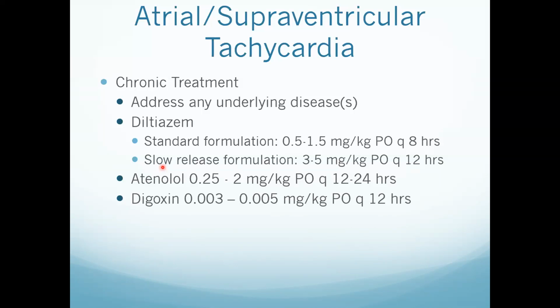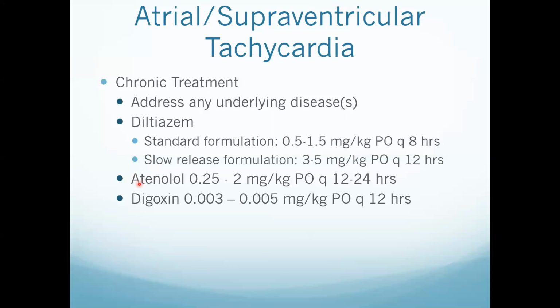There's a standard formulation, which we need to give 3 times a day. It's going to be at a much lower dose. And then there's a slow release formulation, which we can give twice a day at a higher dose. So again, you need to just be conscious of what formulation you're using, so that you're dosing it appropriately for your patient. So that's usually my go-to of choice for these patients with atrial or supraventricular tachycardias.